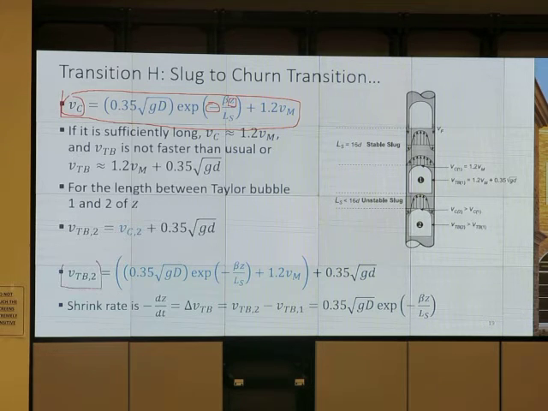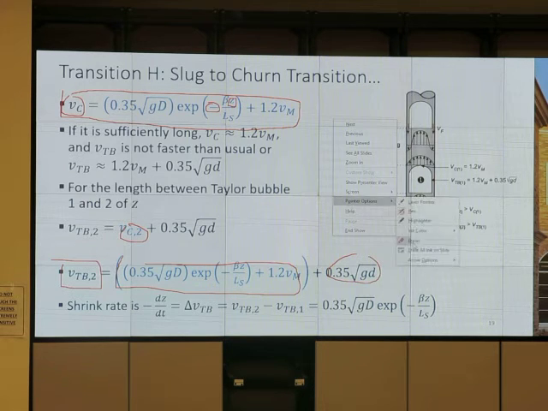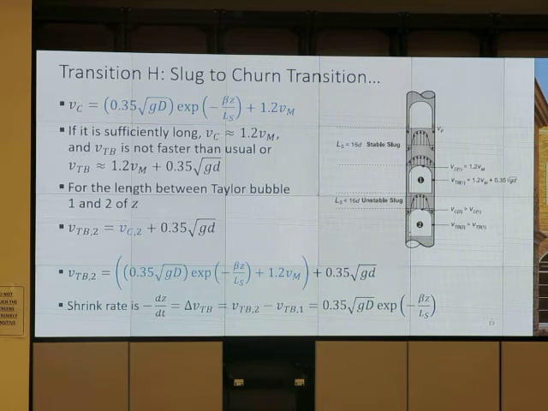For the tail of bubble number 2, I put center line velocity in there, just substitute it in there, and have that term over there. Now we know VTB number 2. Alright? Any question yet? Not yet.